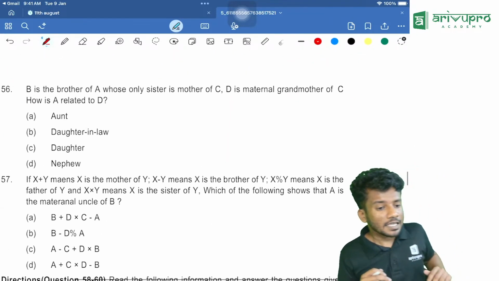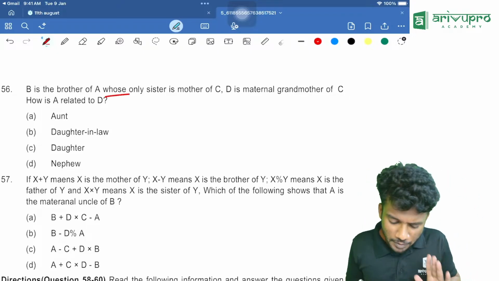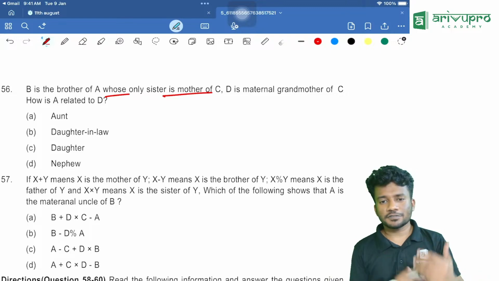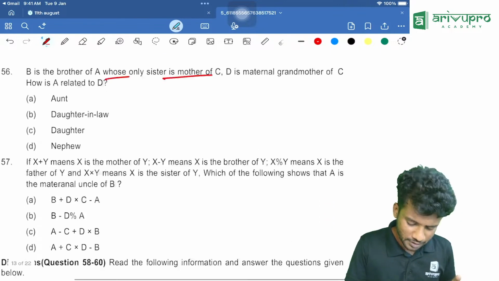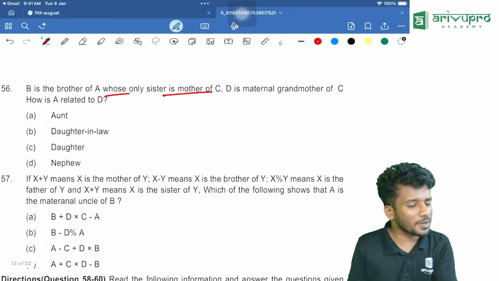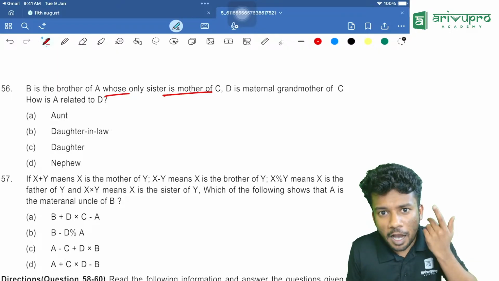Next question. B is the brother of A, whose only sister is the mother of C. Now we are coming to the blood relation, 12th chapter. I think 5 questions are there from blood relation. Very easy question. It is part of the previous MTP's model test question paper and all. So very direct only.